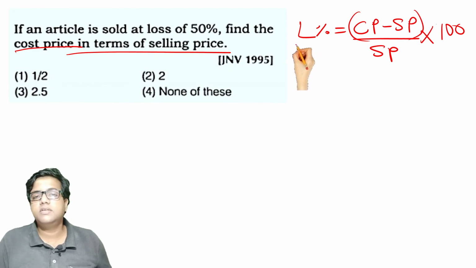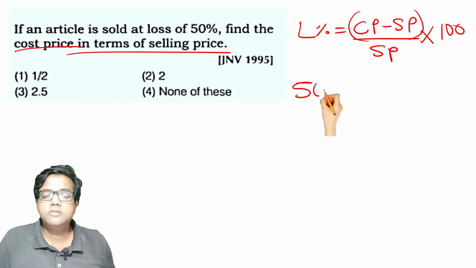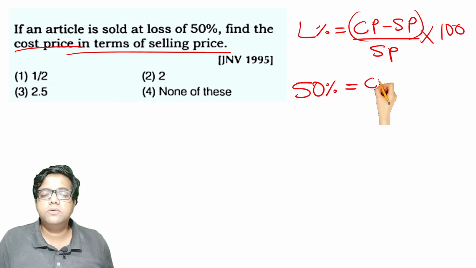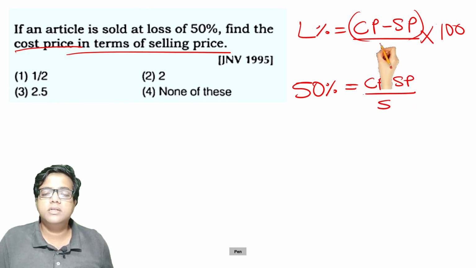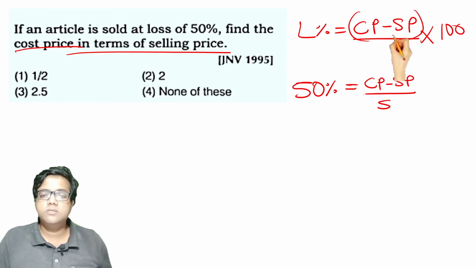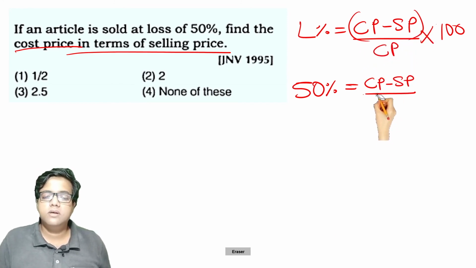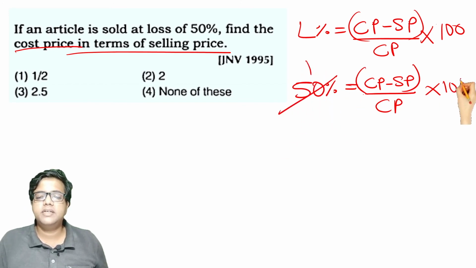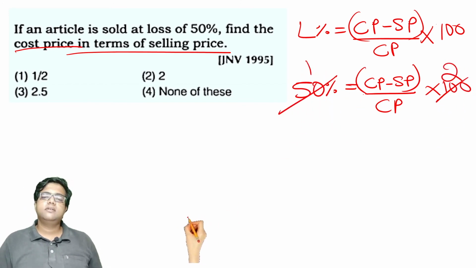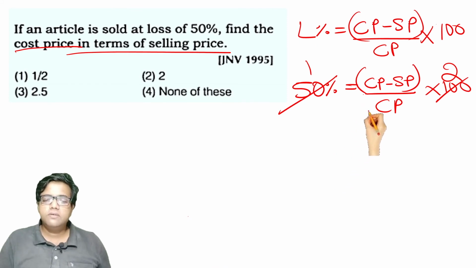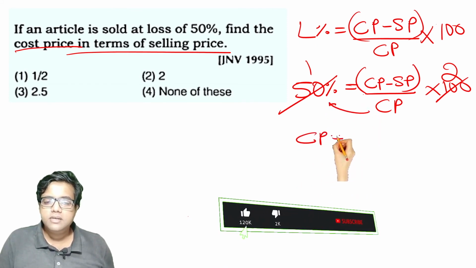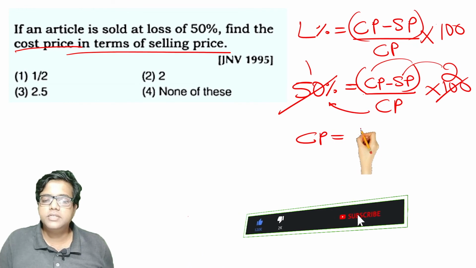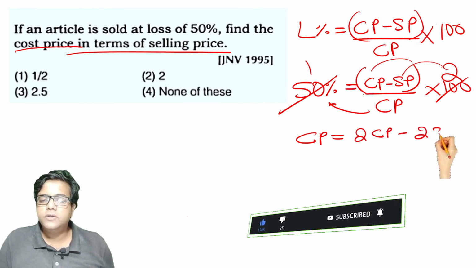The only information given to us is the loss percentage. Let's put that value: 50% is equal to cost price minus selling price by cost price, not selling price, I'm sorry, the denominator is cost price, into 100. So 5 ones are 5, 5 twos are 10, we can cancel it this way. Now cross multiply this CP. CP is equal to, now distribute this multiplication, 2CP minus 2SP.